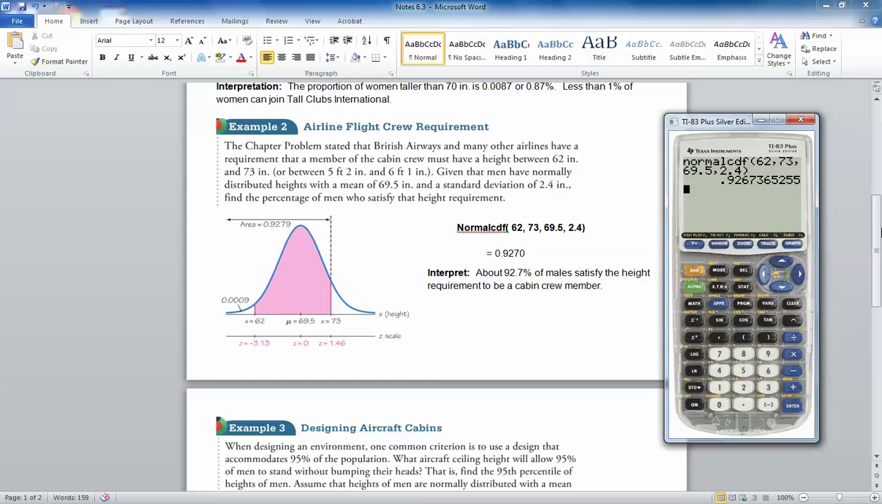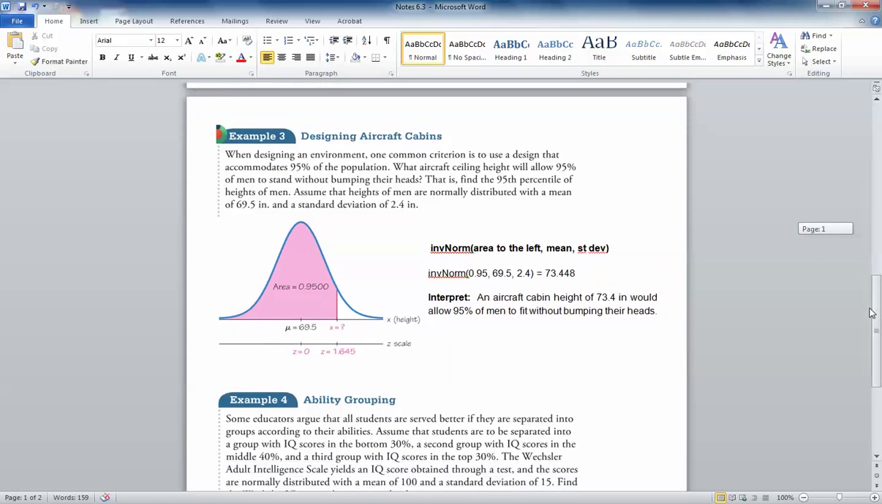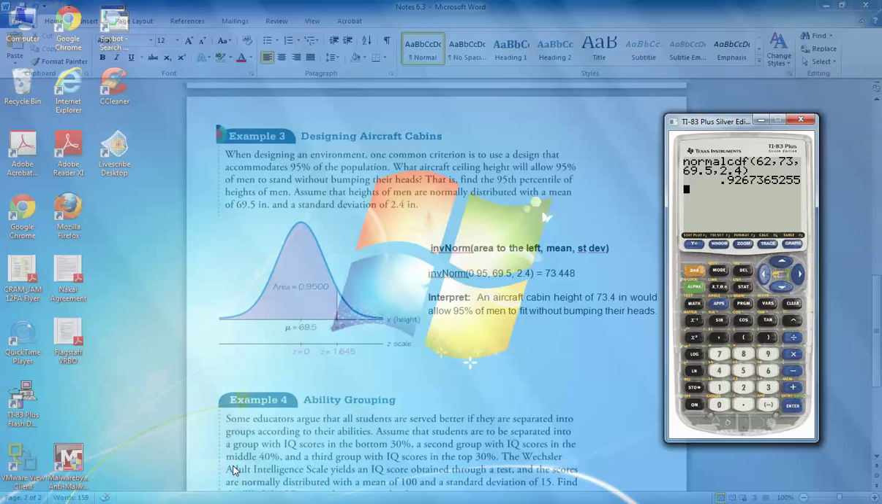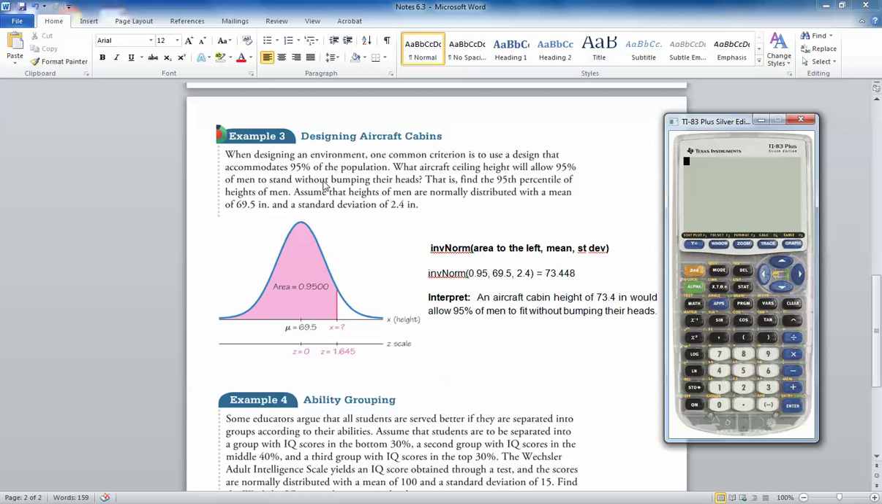All right, third example. This one is designing aircraft cabins. When designing an environment, one common criterion is to use a design that accommodates 95% of the population. What aircraft ceiling height will allow 95% of men to stand without bumping their heads? That is, find the 95th percentile of heights of men.